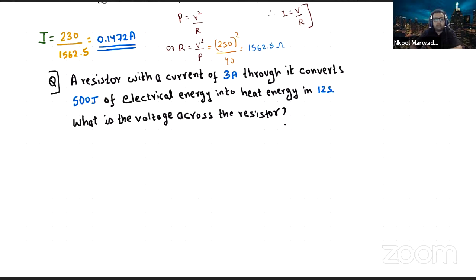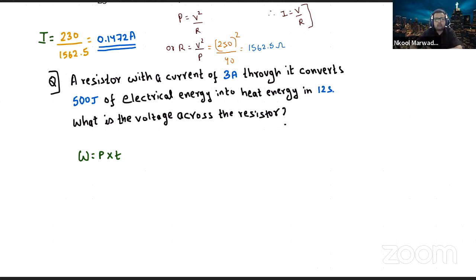So here we can make use of one formula. See, what is work done? Work done is power into time. Power is work done upon time. So work done is power into time. And what is the work done? Work done is like the energy which is dissipated.